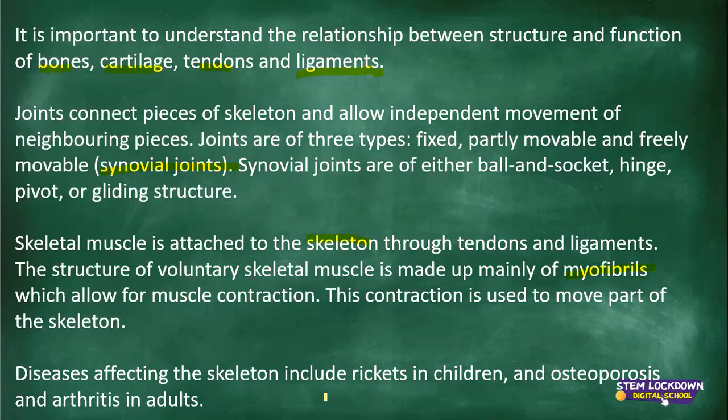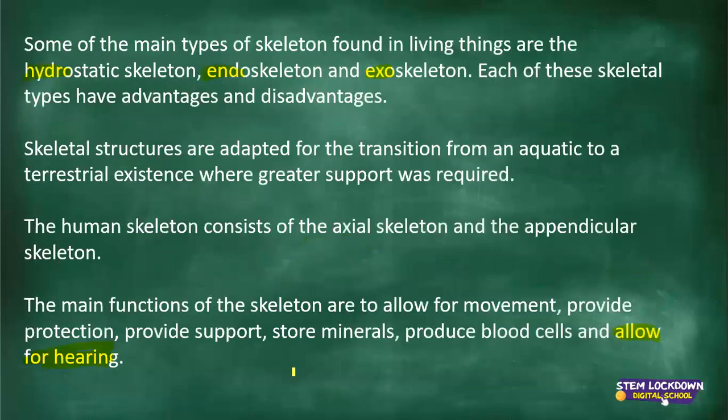Those ones affect the skeleton part. And if it affects the skeleton, that means it affects a lot of functions, like we just said in the previous one. The main functions of the skeleton are what? To allow for movement, to provide protection, provide support, store minerals, and allow for hearing. Now, when you have a problem with your skeleton, it means all of these functions listed here are affected. And that's a big problem for you and your health.